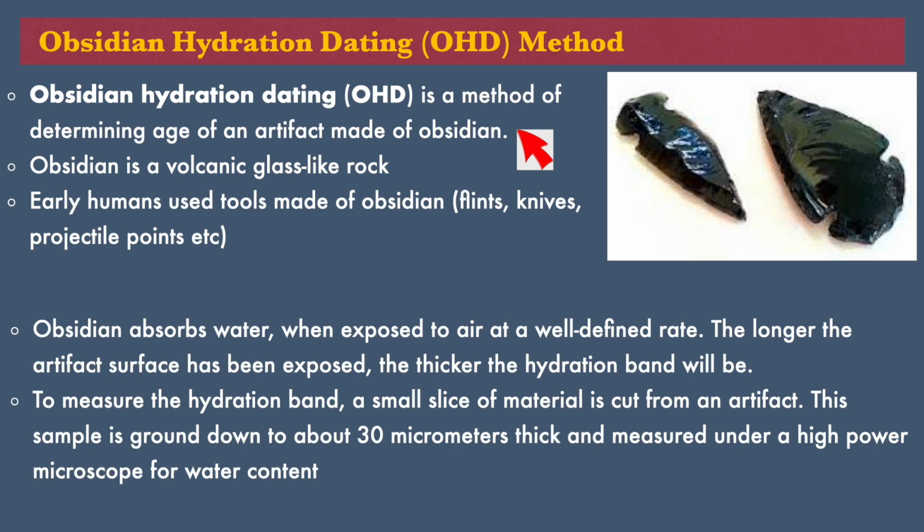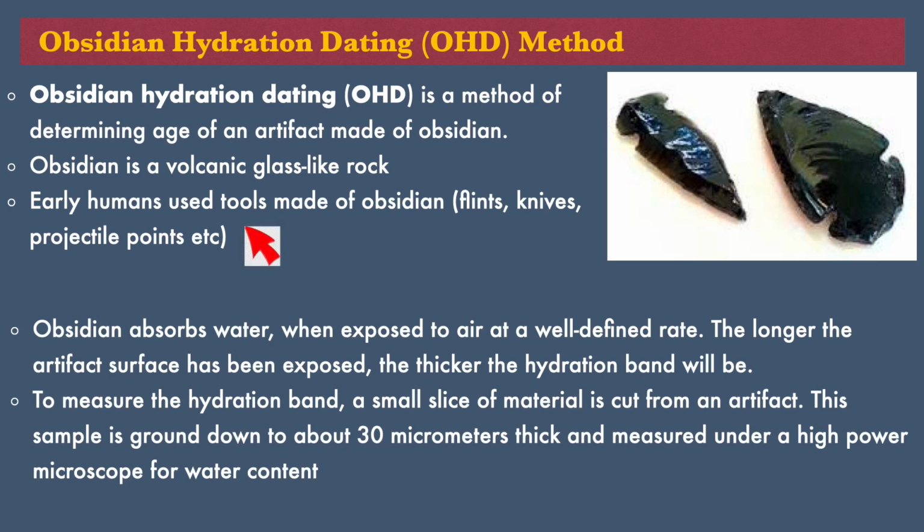Obsidian hydration method. The obsidian hydration method is used to date artifacts made of obsidian. Obsidian is a volcanic rock. It has a shiny, glass-like surface. The obsidian rock absorbs water at a well-defined rate when it is exposed to the environment. The longer the artifact has been exposed, the thicker the hydration band will be.